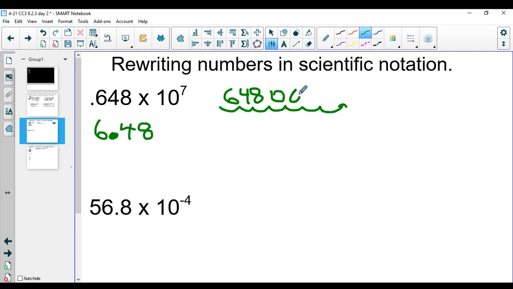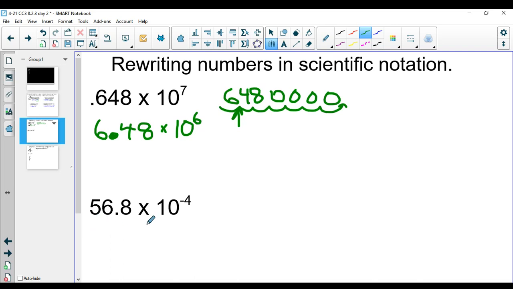So this is what that number was intended to be worth. Well, I've changed it. I put the decimal place in here. So I don't want to move it over 7 places anymore. I only want to move it over 1, 2, 3, 4, 5, 6 places. So when you're rewriting in scientific notation, be careful that you're adjusting that power of 10 also.